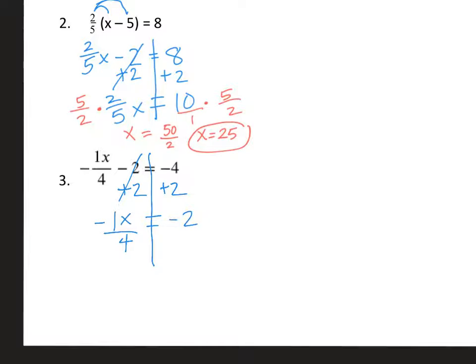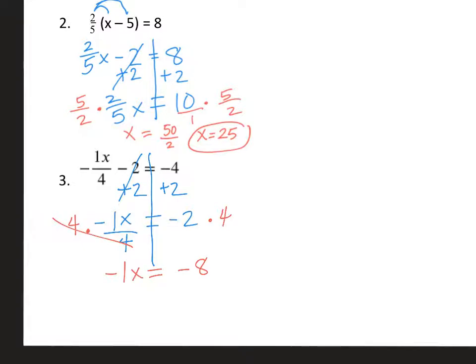Okay, this one's a little different. Since my variable is in the numerator, what I can do is I see that the variable is being divided by 4. That's what's in the denominator. So I'm going to multiply by 4 in order to get rid of it. So I'm going to multiply it by 4 on the left side and the right side. So when I do that on the right hand side, I get negative 8. And then on the left side, I am left with negative 1x.